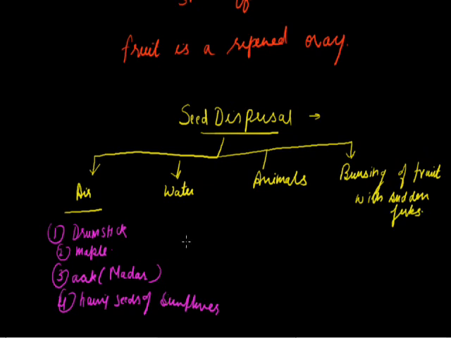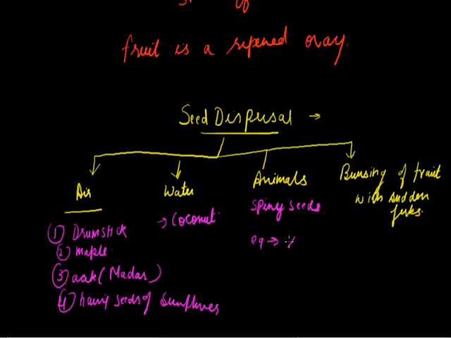Now the seeds which are dispersed by water are the seeds which have a fibrous outer coat, and the most common example is coconut. The coconut seeds are dispersed by the agency of water. The seeds are dispersed by animals also, especially the seeds which are spiny. They have some hook-like structures. We can call them spiny seeds. These seeds get attached to the bodies of the animals and are carried to distant places.